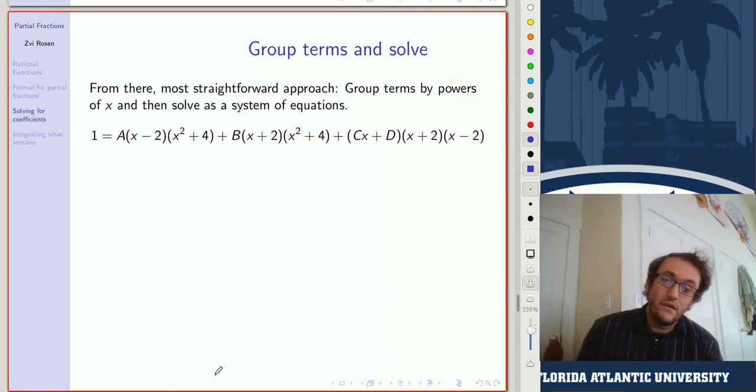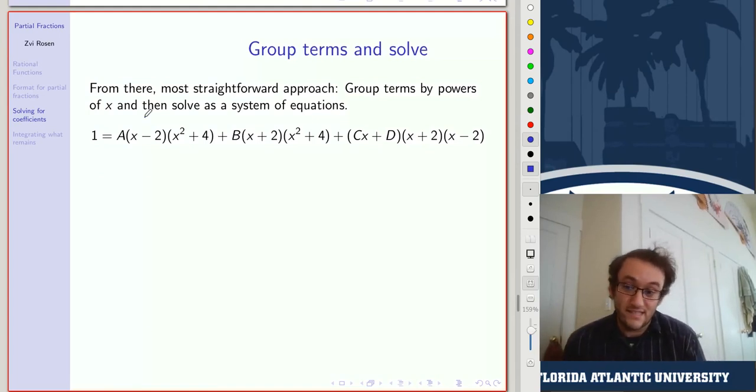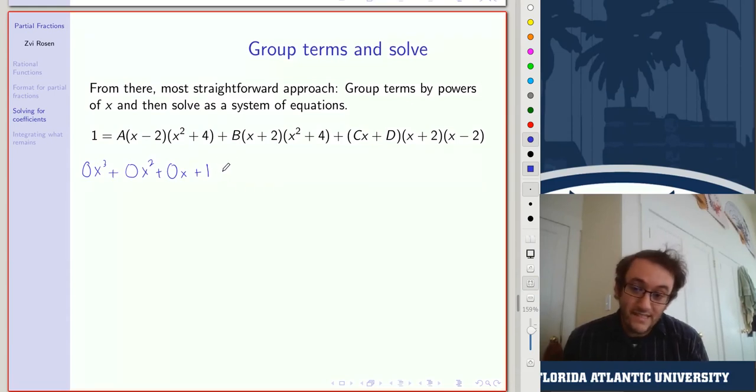Okay, so where do we go from there? So the most straightforward approach is to group terms by powers of x and then solve as a system of equations. So on the left-hand side of the equation, we just have 1. So we could also write that as 0x cubed plus 0x squared plus 0x plus 1. And on the right-hand side, we want to take all of our x cubed terms, all of our x squared terms, etc., group them all together.